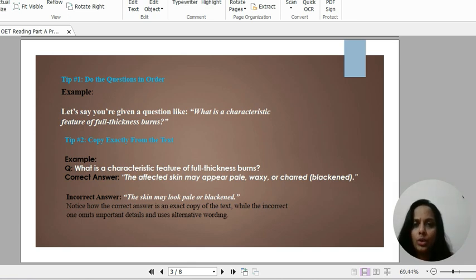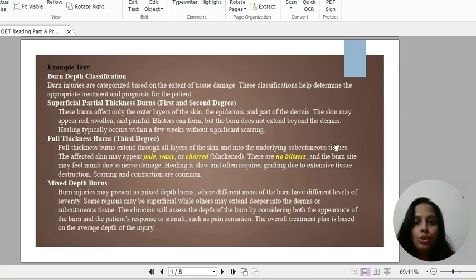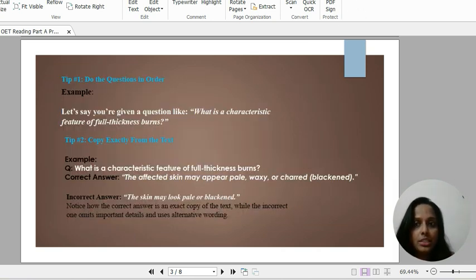Example, let's say you are given a question like, what is a characteristic feature of full thickness burns? If you see the text, you will notice that full thickness burns is a separate paragraph, right? So, by reading this part first, you will be able to easily match or answer the question by identifying the keywords like pale, waxy, charred, no blisters, right? So what you need to do is first identify the keywords and recall the words that come in the text.